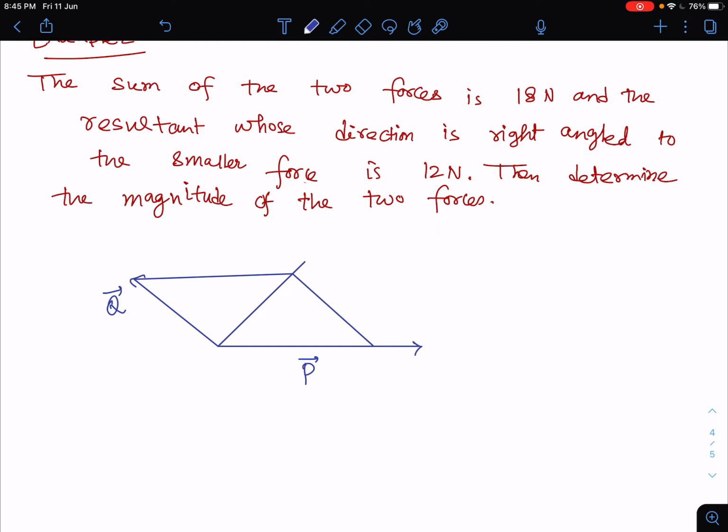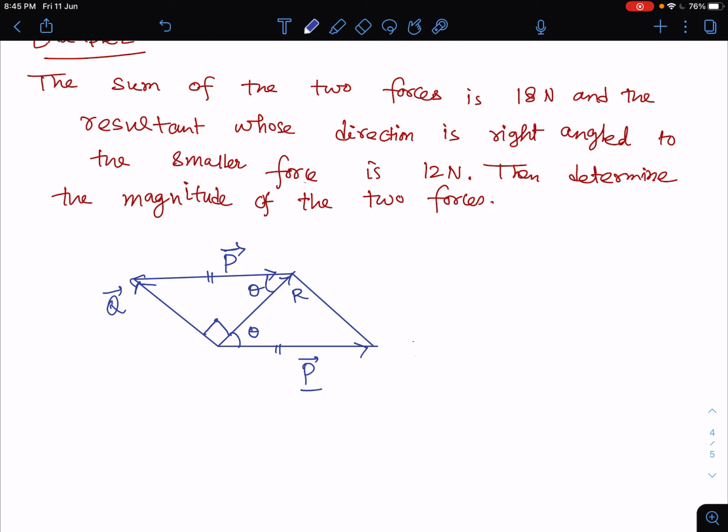So this is the parallelogram. Now let's say this angle is theta, the resultant vector is R, and that is 90. So this is also theta, and this vector is Q and this vector is P. That's why this vector is also P, since these two sides are equal and parallel. So that's why these vectors are the same.